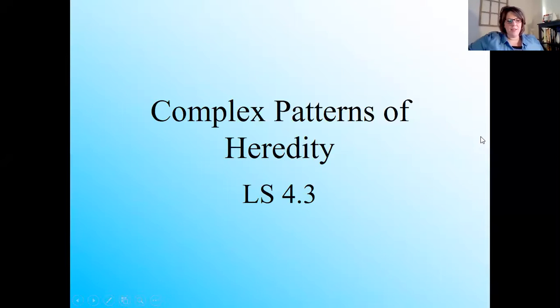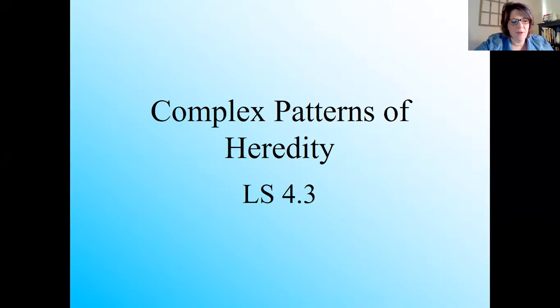All right, so this week we're going to look at complex patterns of heredity. Last week we looked at basically just Mendelian genetics, where there's dominant and recessive. Does anybody have any questions on the basic dominant and recessive Punnett square stuff that we did last week?